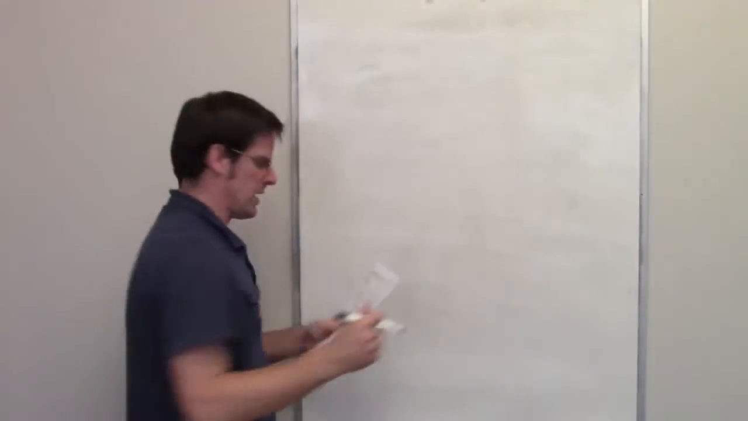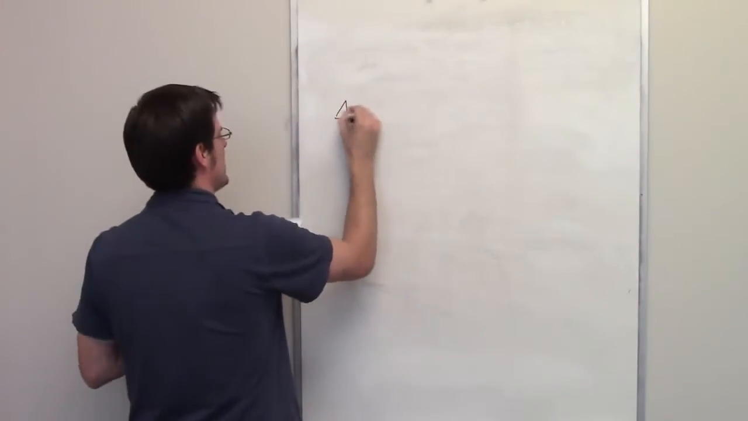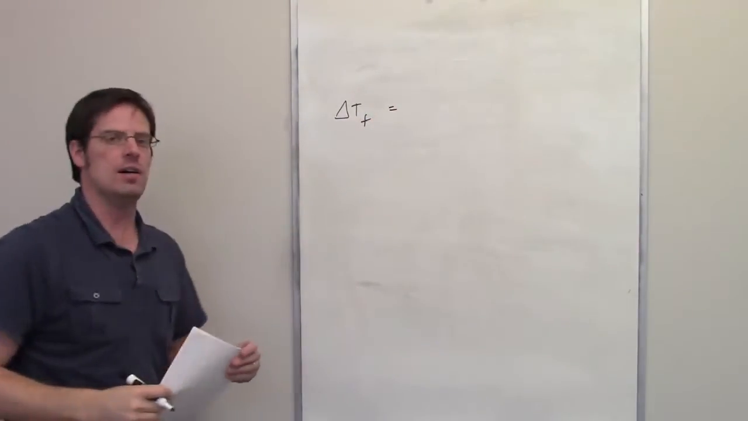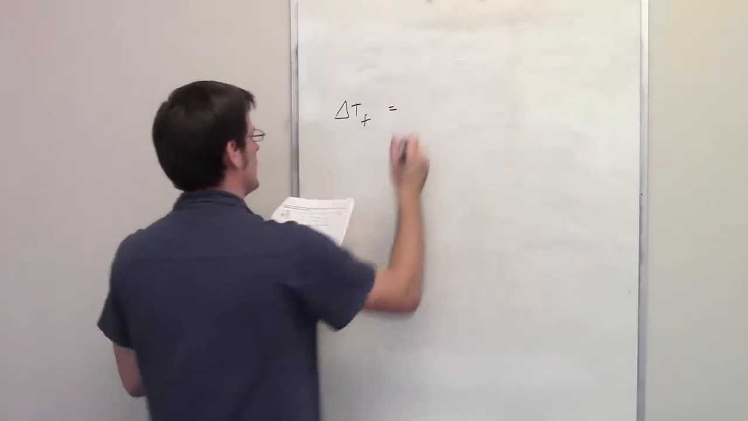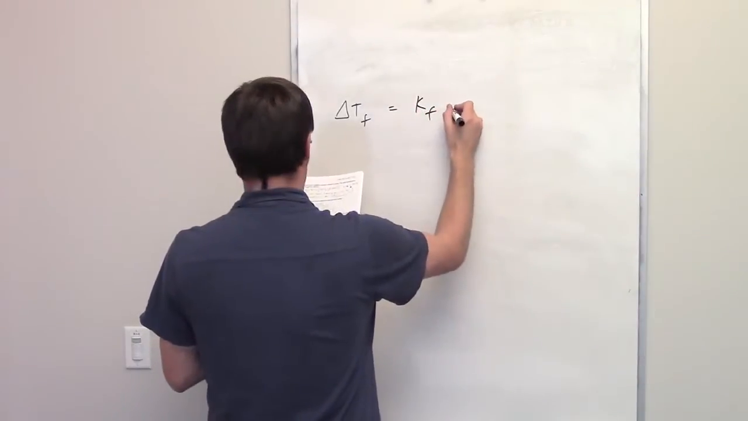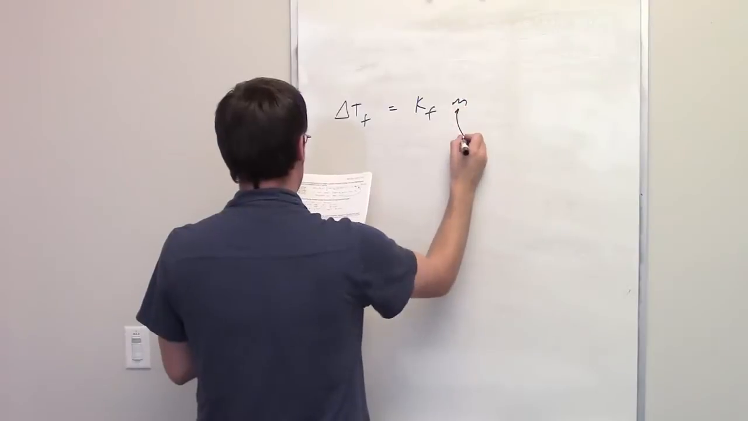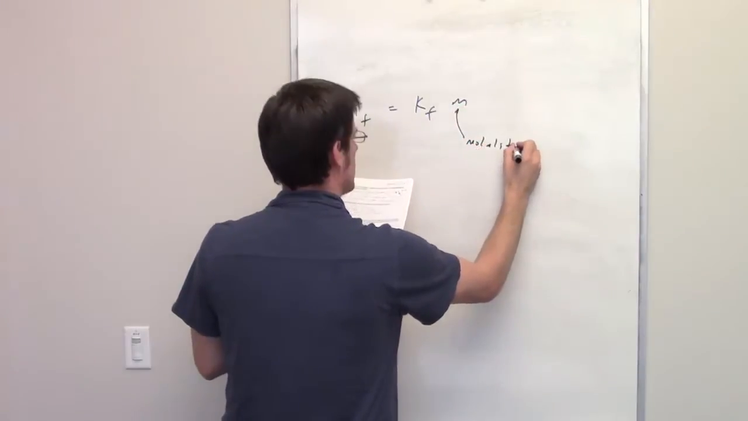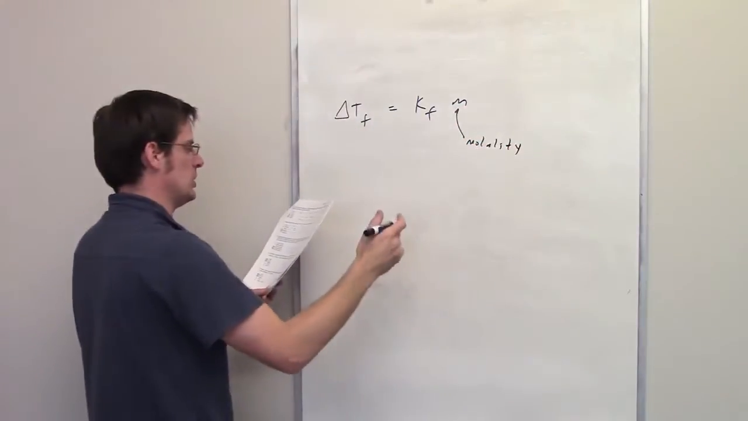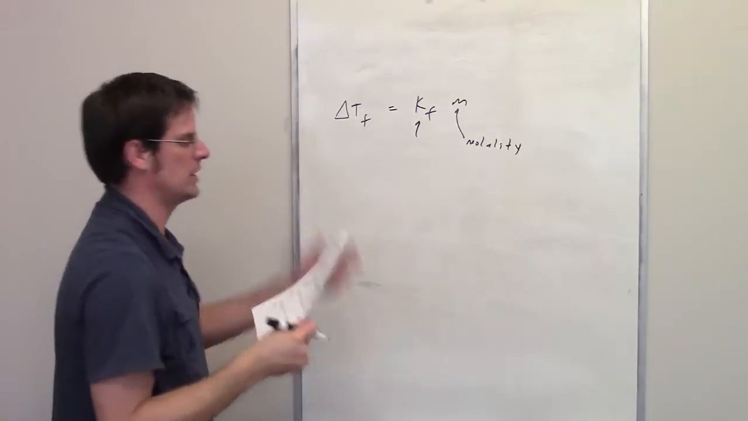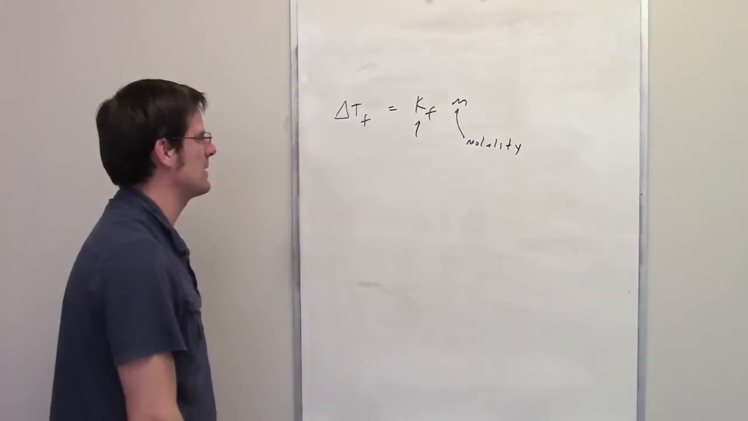Now earlier in the lecture I gave you this equation that the change in the freezing point or freezing temperature of any solution is going to be equal to K sub F times M. Now what in the world are those things? M is the molality of the new solution, and K sub F is called the molal freezing point depression constant. I honestly don't want to write that there because it's really long.